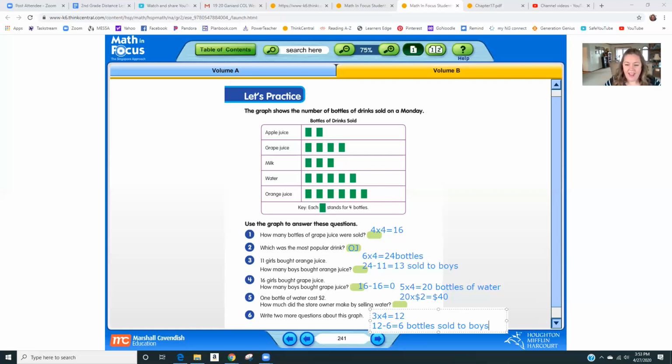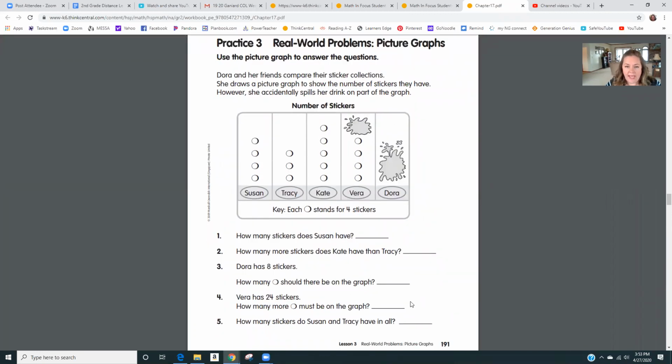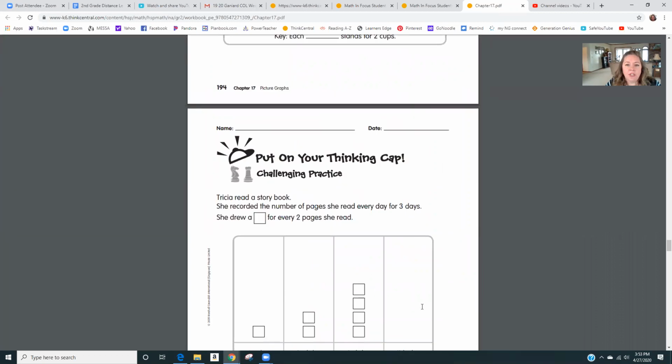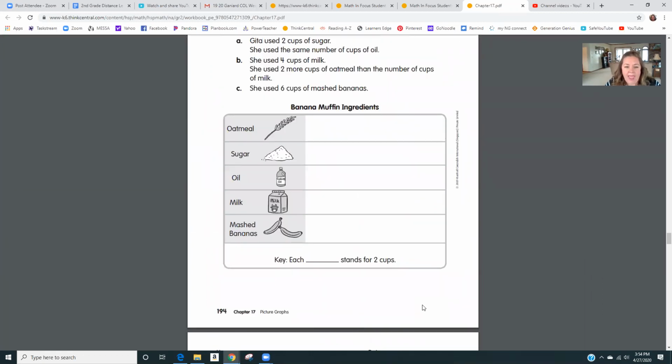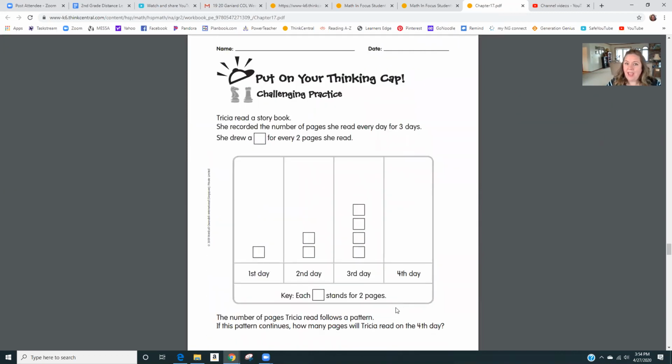All right. And that is the end of our lesson today. Your homework is going to start with your Math in Focus workbook, volume 2B, starting on page 199. Now, the end of this lesson, the practice number 3, actually ends on page 194. Past that, there are some other pages that you can work on. Putting on your thinking cap is an extra challenging practice if you're up for it.